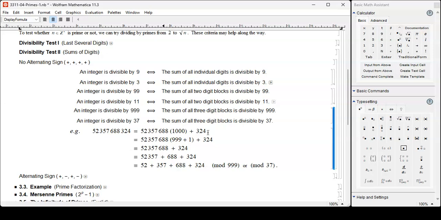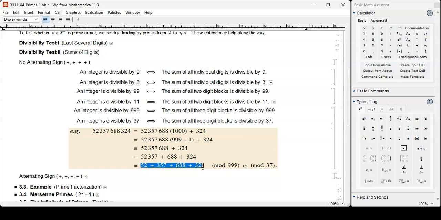Here's an example. Take the last 3 digits, 324, out, and 1000 times that, and decompose 1000 as 999 plus 1, and 999 is congruent to 0. So cross it out, and we get the last 3 digits and what's left. Do it again, next 3 digits, and what's left. Do it again, we have 3 more digits, like that. And then the sum of those, and then you can test for divisibility by 37.